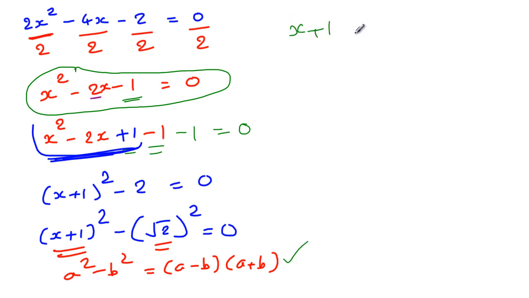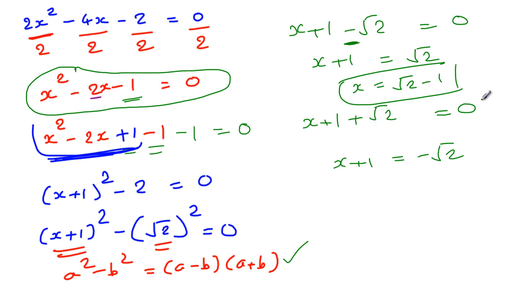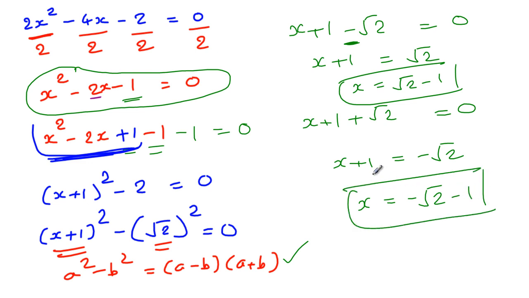x plus 1 minus root 2 is equal to 0, and x plus 1, one time minus and one time plus, so here plus root 2 is equal to 0. Now if I solve this further, this will be x plus 1 is equal to root 2. And now I will take plus 1 to the other side. So x is equal to root 2 minus 1. And if I go here, x plus 1 is equal to negative root 2 because I took root 2 here. So x is equal to negative root 2 minus 1. So this is my other root, and this is how you can solve.